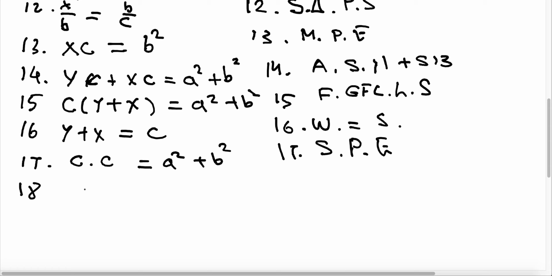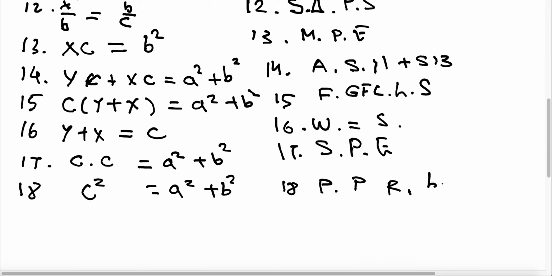And number 18, c times c is c square, and this is a square plus b square. So in number 18, we are using the power rule, or squaring, on the left side. And finally, we are proving the Pythagorean theorem here.